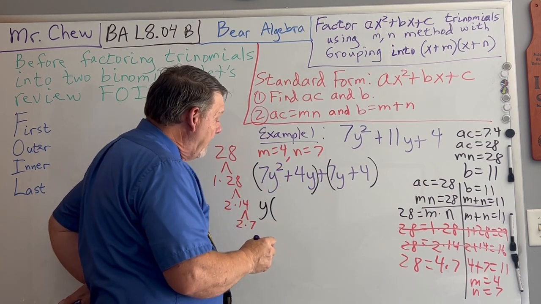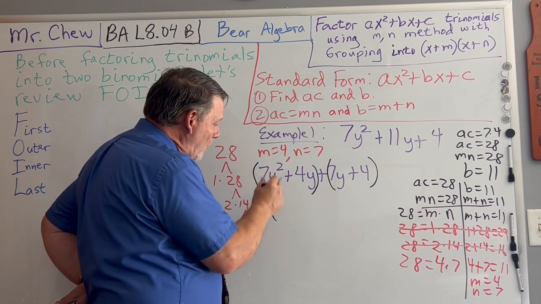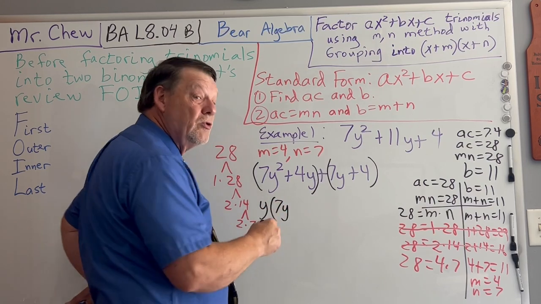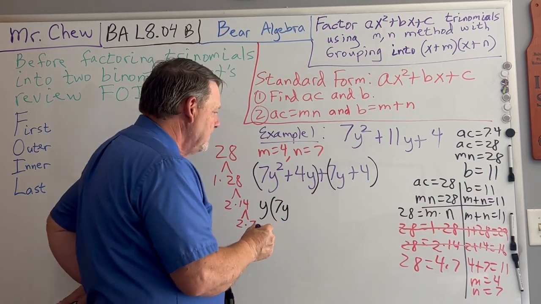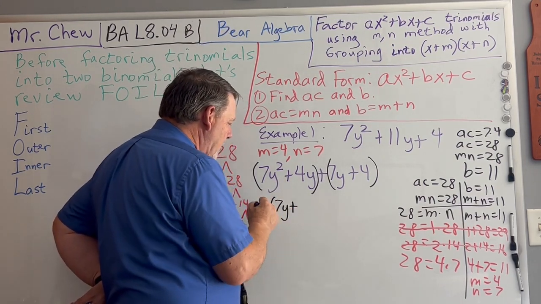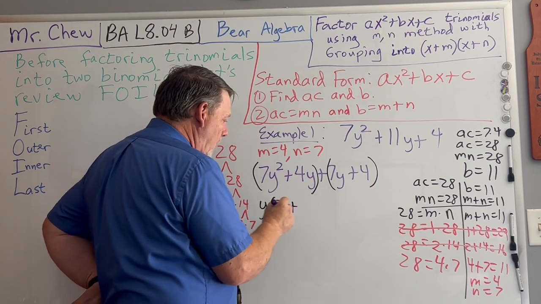Well, they both have a y in common. That's called the GCF. What do you multiply by y to get 7y squared? 7y. That's reversing the distributive property. Plus, because it's plus here, what do you multiply by y to get 4y? 4.